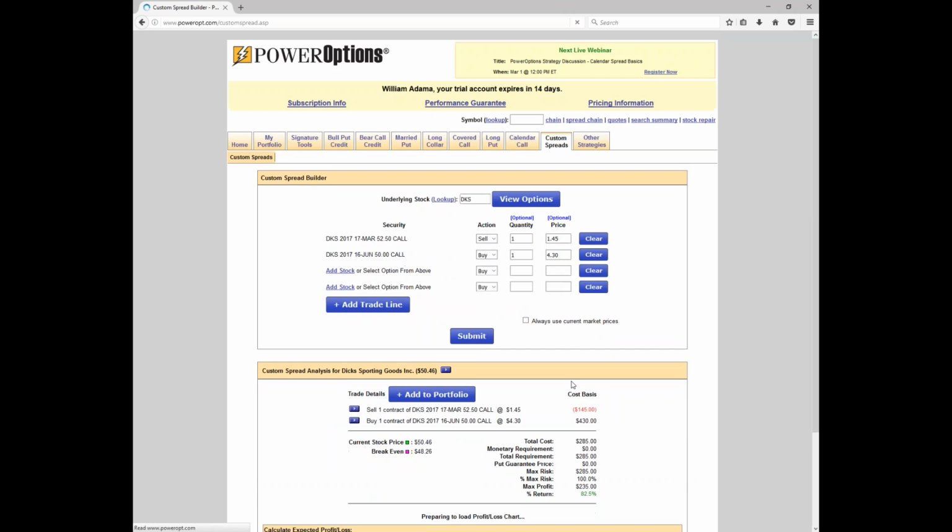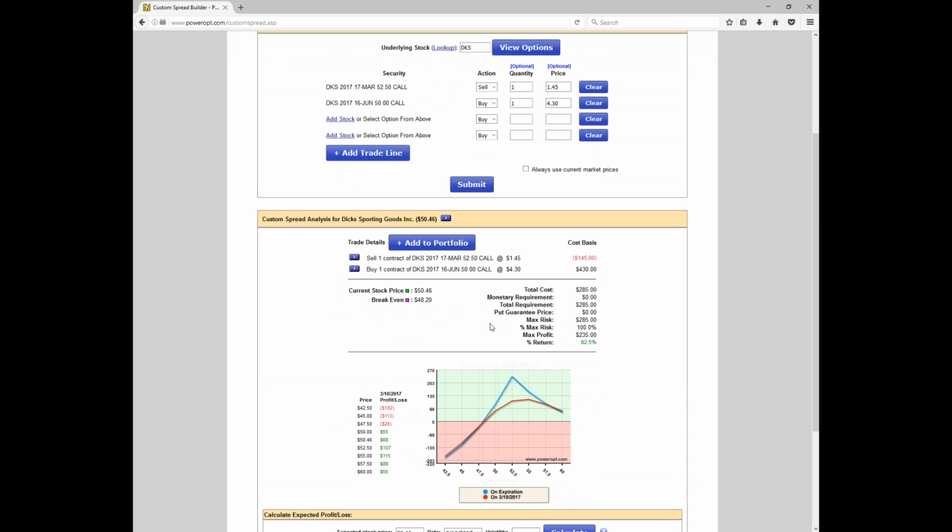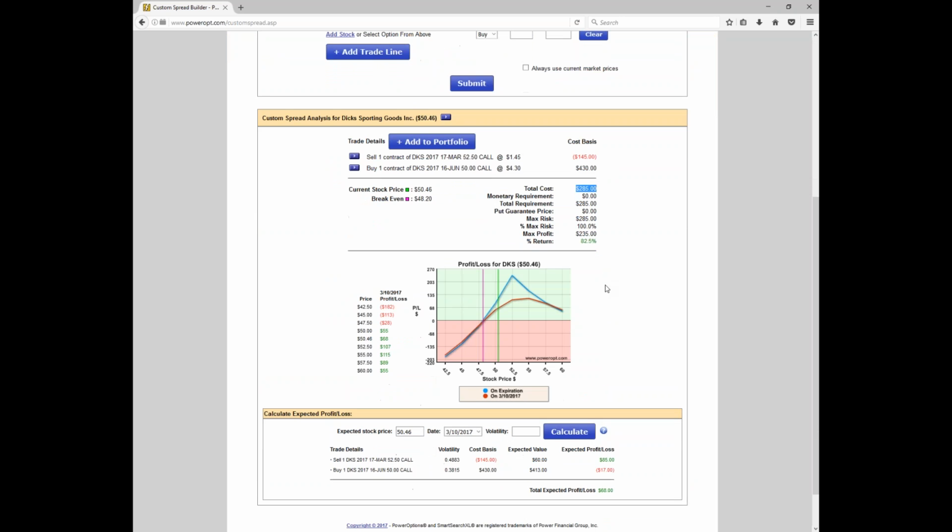I want to show this example. So here we're doing the same, it's a diagonal. We're just not going as deep in the money. We're just going the 50 call. And I wanted to show this because look at here. In this scenario, my net debit is 285. We sold the March 52.50 for 145, bought the June 50 for 430. I got a debit of 285.